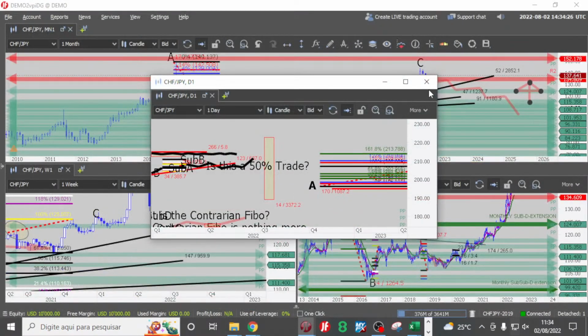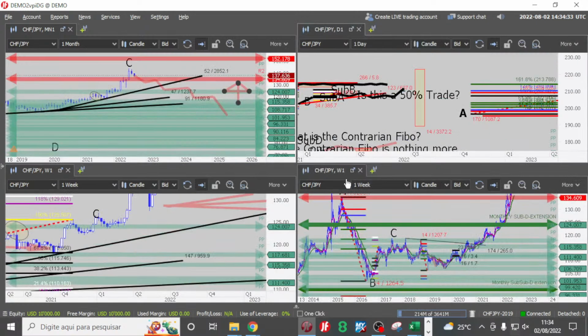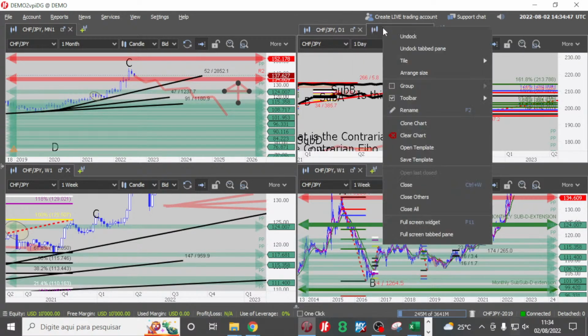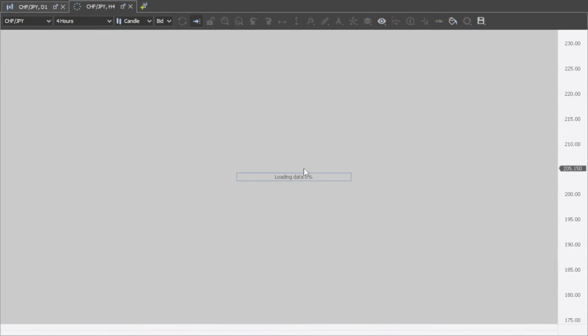And we are here. There you go. Monthly, weekly, daily. Where is the 4 hour? Monthly. Oh, weekly here too. Daily. Okay, let's clone the chart and full screen, and let's go on the 4-hour chart.